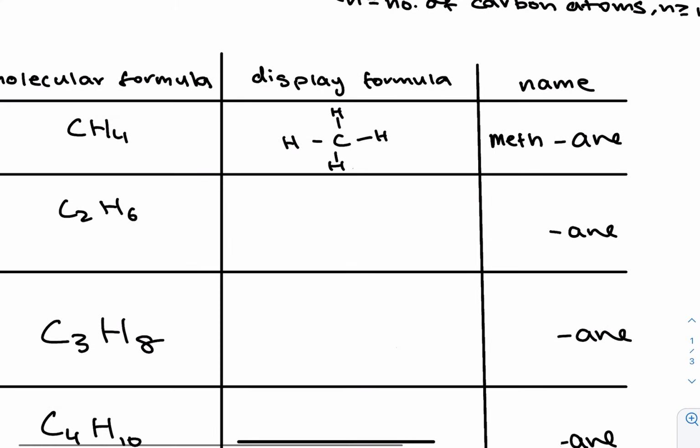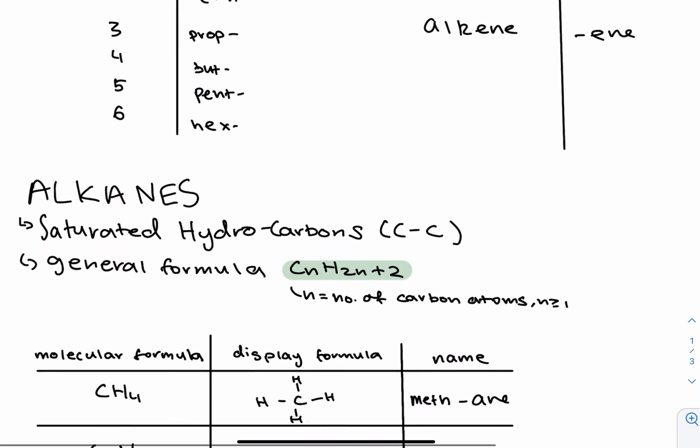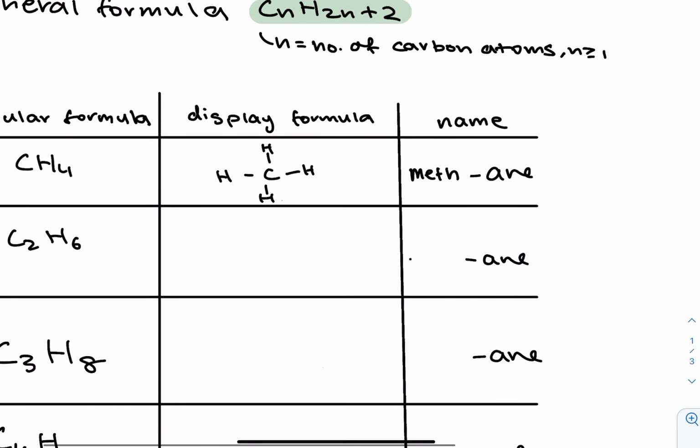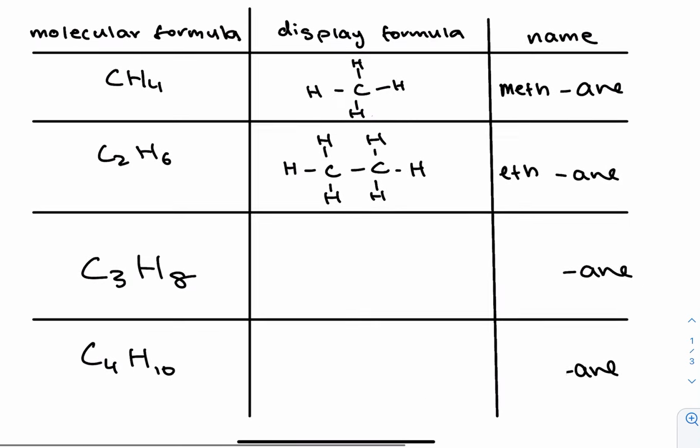Now we'll look at the next one. So the molecular formula is C2H6. If we look at our prefixes, for 2, we have eth. So that gives us ethane. And for the displayed formula for this, we can do the same thing. So we can draw our 2 carbons first and make sure each of our carbons bonds to 4 other atoms. So as we can see here, this carbon bonds to 1, 2, 3, 4, and this carbon bonds to 1, 2, 3, and 4. So we know that's correct, and we can move on to the next one.